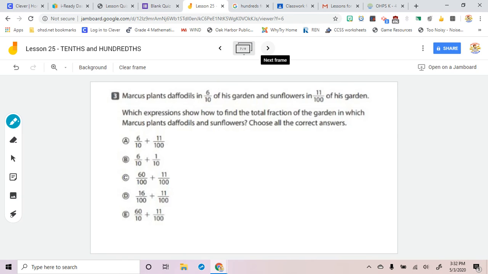Number 3, Marcus plants daffodils in 6/10 of his garden and sunflowers in 11/100 of his garden. Which expression shows how to find the total fraction of the garden in which Marcus plants daffodils and sunflowers? Choose all the correct answers. 6/10 plus 11/100, 6/10 plus 1/10, 60/100 plus 11/100, 16/100 plus 11/100, or 60/10 plus 11/100. Ready, pause, and solve.